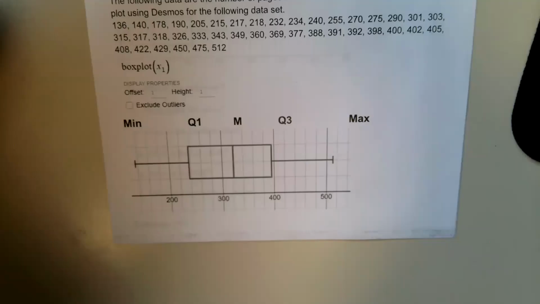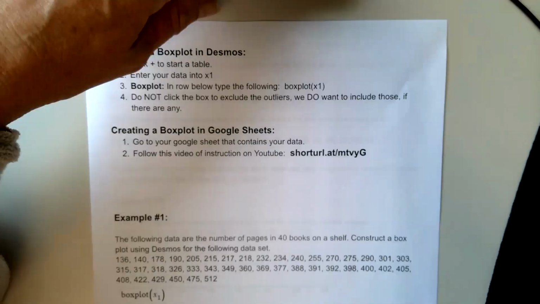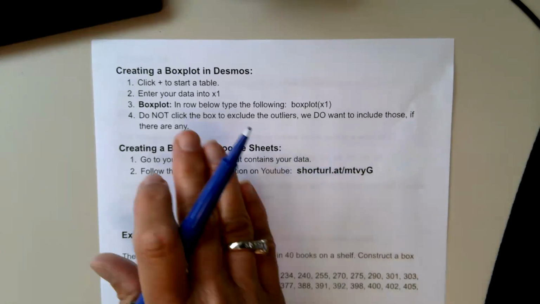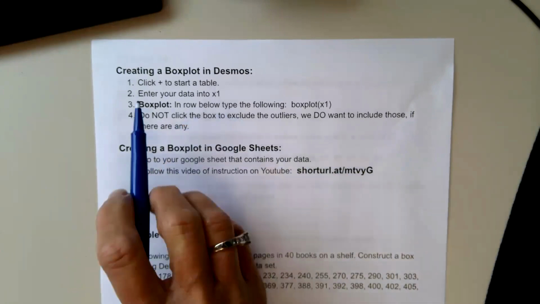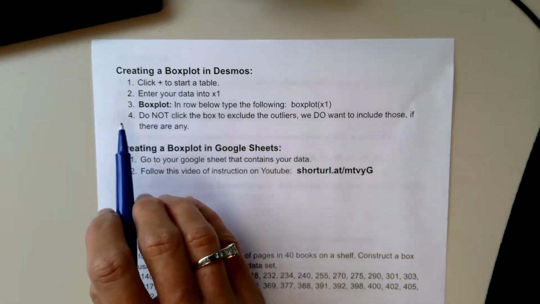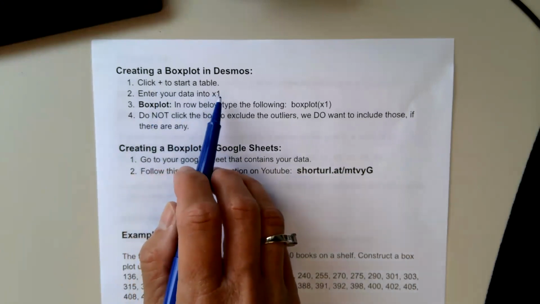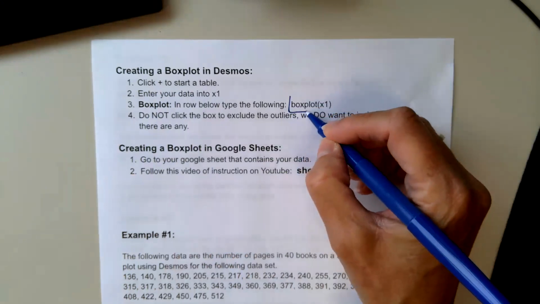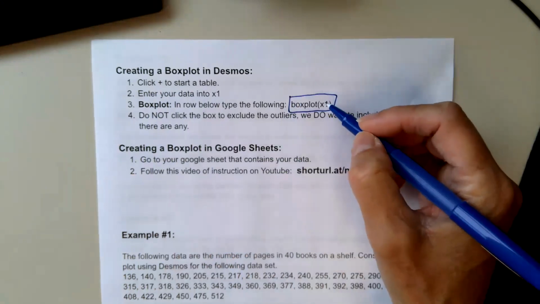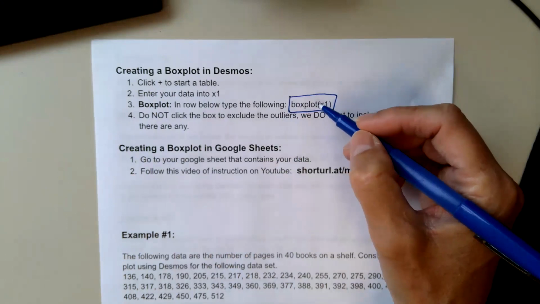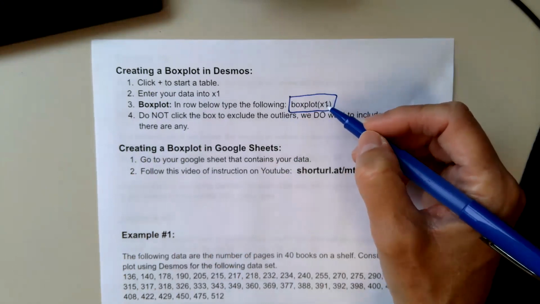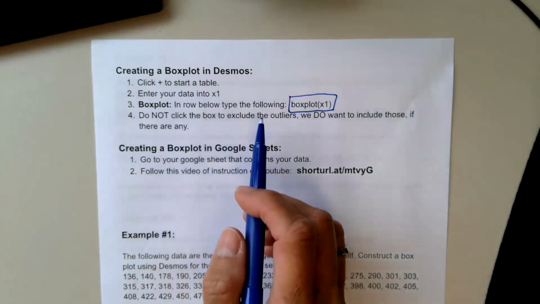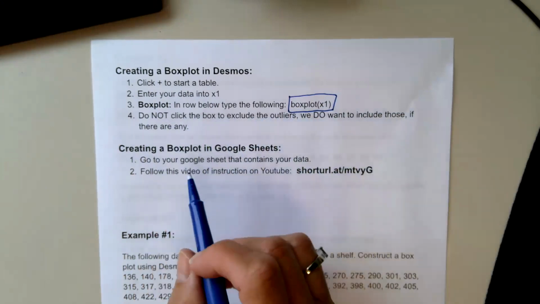We can create these in Desmos and also in Google Sheets. We're going to use Desmos. I give a little tidbit here about Google Sheets, but it's really mainly Desmos. So in Desmos, if you click the plus button to start a table, enter your data into X1, and then you're going to type the command boxplot X1, or wherever your data is. If Desmos has created your data into X5, you're going to say boxplot of X5. Do not click the box to exclude the outliers. We do want to include those if there are any.